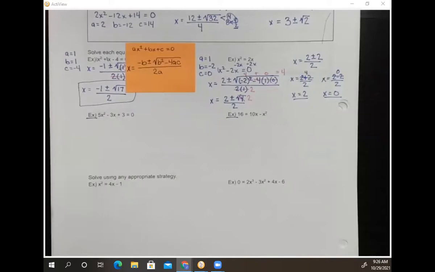Well, it's only going to use C because it doesn't have an X attached to it. That makes it inconsistent. So this one's out of order. Even when you move this around, yeah, you have to rearrange. But the thing without an X is always your C. The thing with just X is your B. And the thing with X squared is always your A.